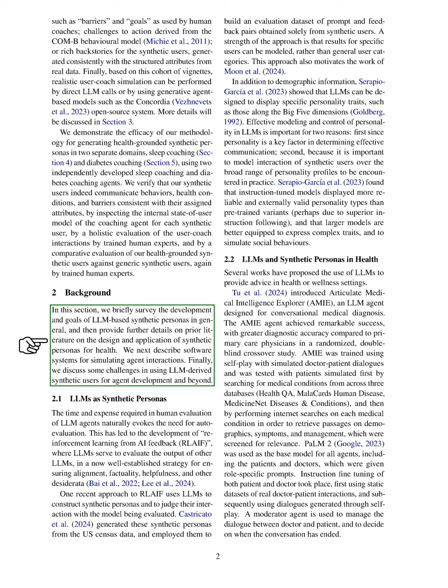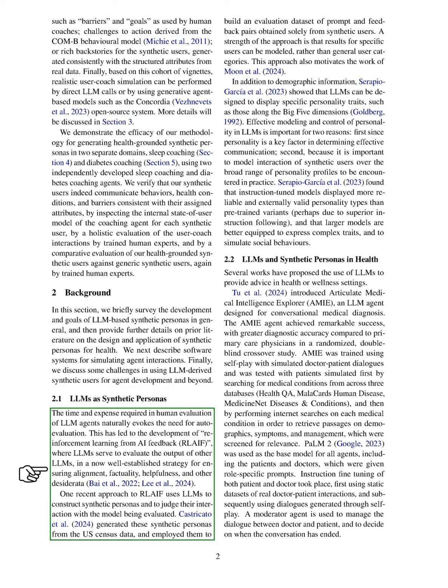In the background section, we explore the development and objectives of LLM-based synthetic personas, detailing their application in health contexts and the software systems used for simulating agent interactions. We also discuss challenges associated with using LLM-derived synthetic users for agent development.